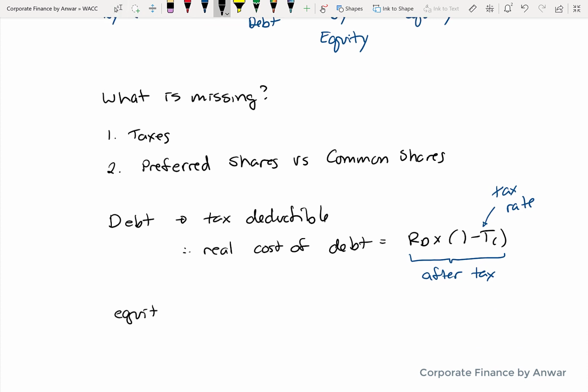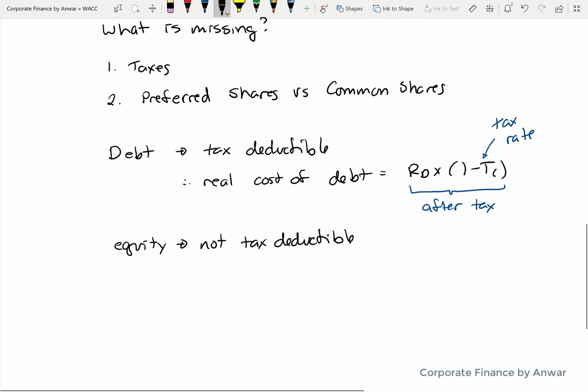With equity, it's a different story. Equity is not deductible. Equity will pay out dividends, and dividends are taxed, and they are not deductible when the company pays them out. So regardless of whether you're dealing with preferred shares or common shares, the equity component is not going to be deductible.